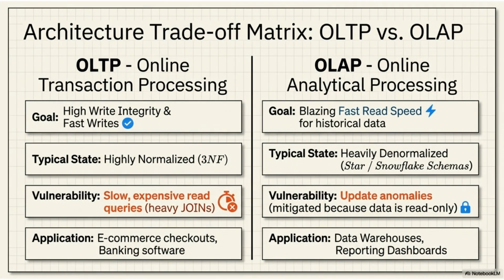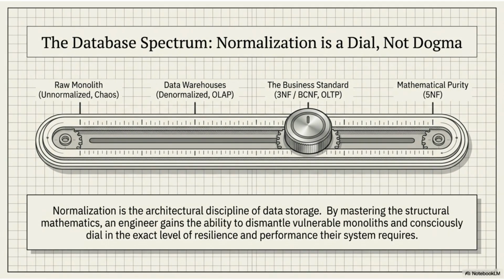Consider the architecture trade-offs. OLTP systems prioritize write integrity through normalization, while OLAP systems favor fast reads via denormalization. Normalization is a dial, not a rigid dogma. Master these mathematical foundations to build systems that balance resilience and performance based on your specific needs.